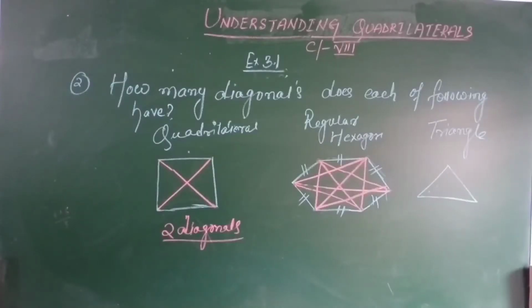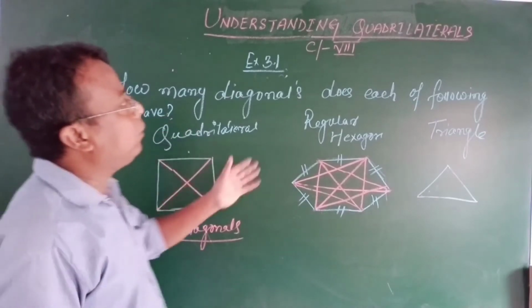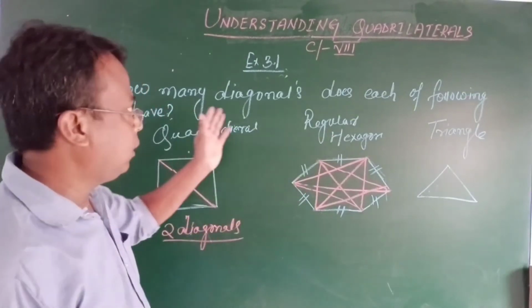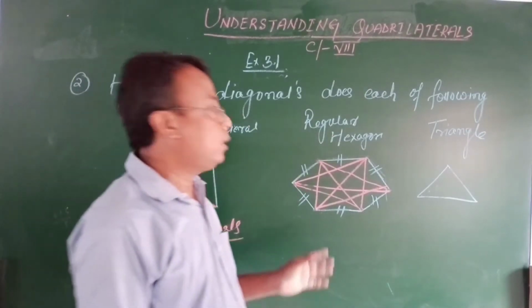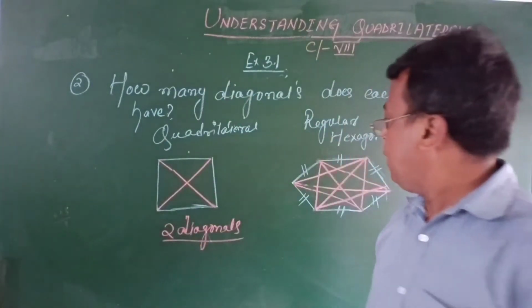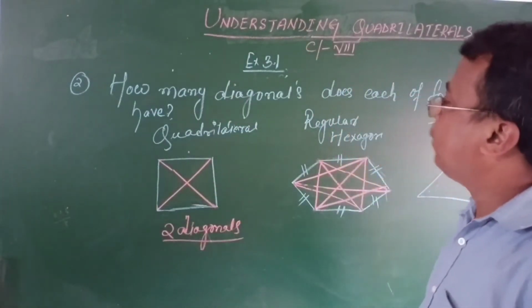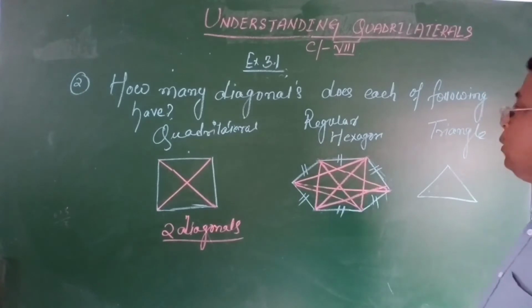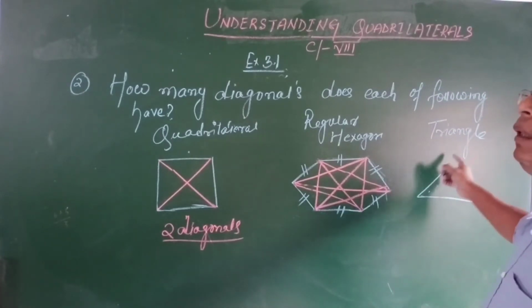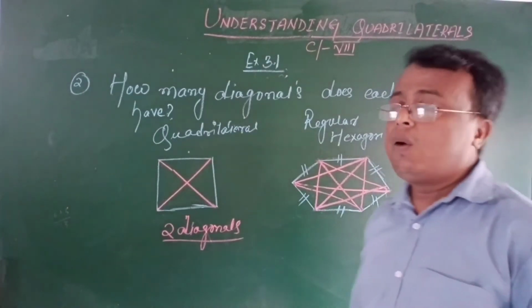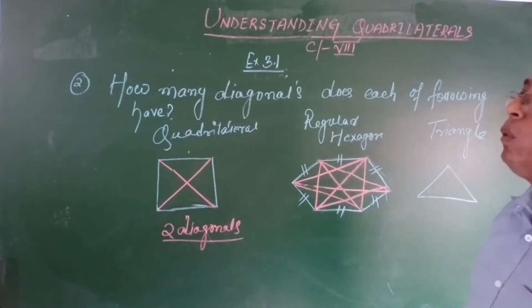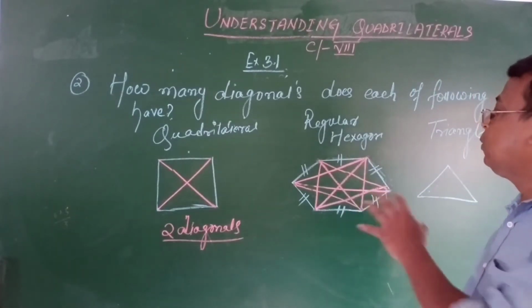Now come to question number 2 of this exercise. How many diagonals does each of the following have? Here some figures are given. This is the first figure, a quadrilateral. This is a regular hexagon, and this is a what? Triangle.